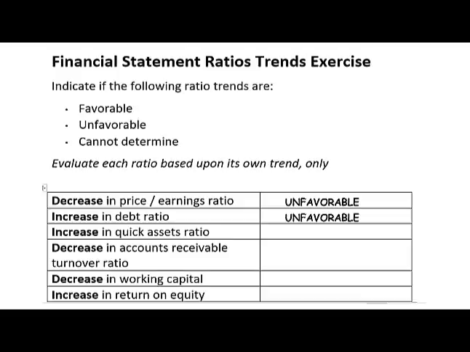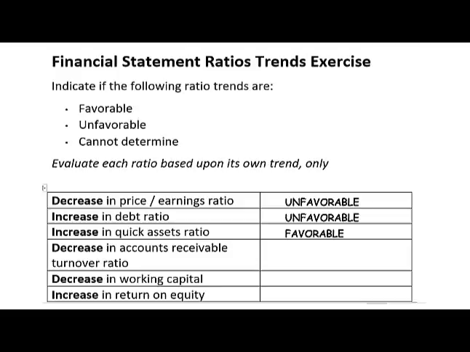Okay, now we have an increase in the quick assets ratio. If you remember, quick assets are those current assets that can be converted into cash very quickly to pay off current debts, such as in an emergency. Now, the quick ratio means the ratio of those quick assets to the current liabilities is increasing. So as the ratio increases, we have more quick assets to pay down the current liabilities. So that would be considered favorable.